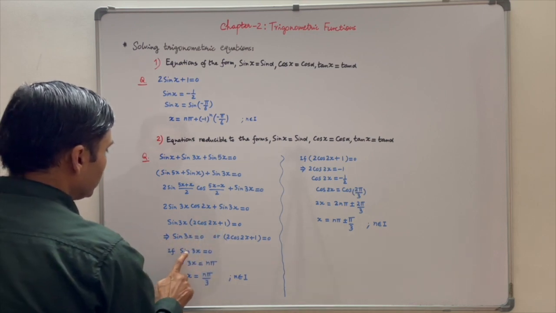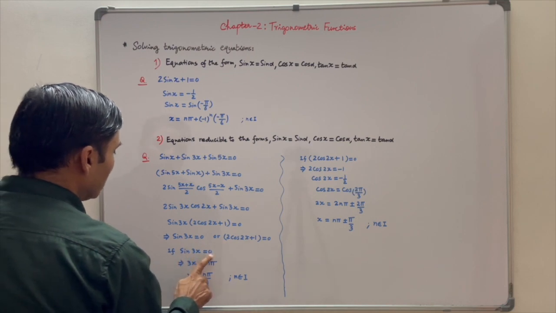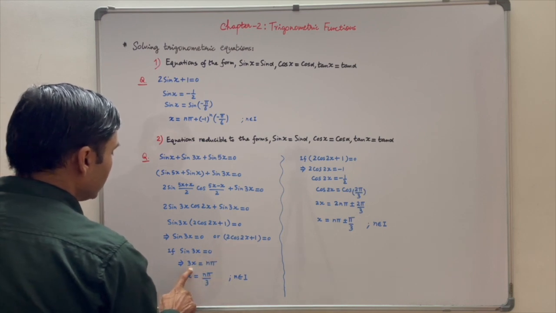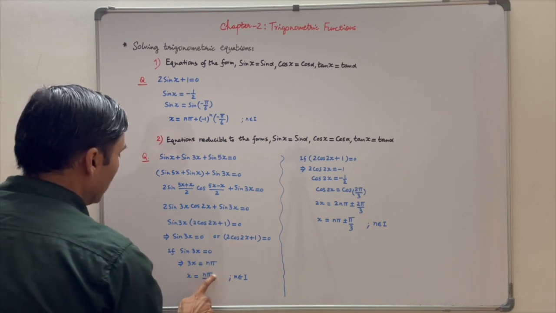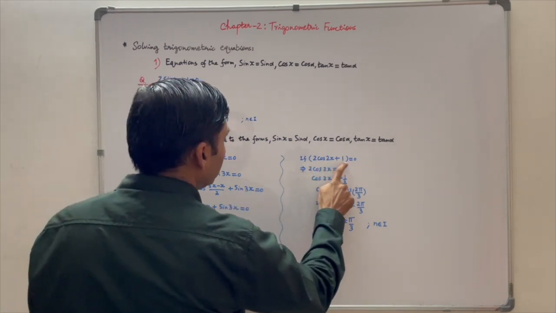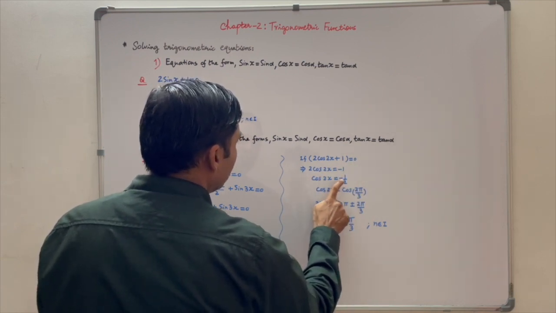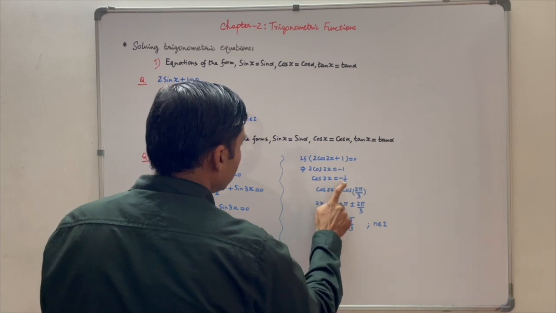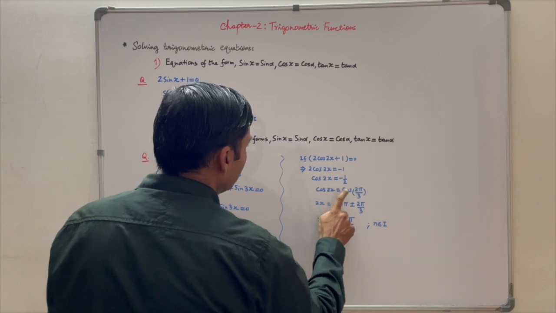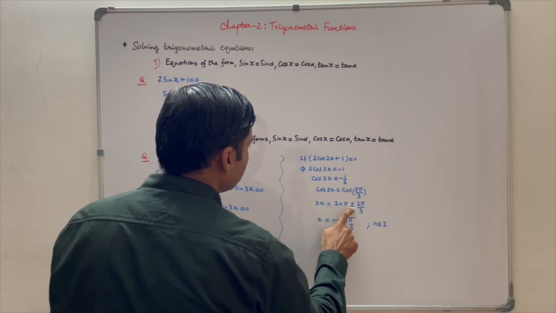Consider first case when sin 3x is equal to 0. Now it is in the form sin theta is equal to 0. So theta is equal to n pi is the general solution. That means 3x is equal to n pi or x is equal to n pi by 3. In second case, if 2 cos 2x plus 1 is equal to 0, that means cos 2x is equal to minus 1 by 2. And minus 1 by 2 in cos form can be written as cos 2 pi by 3. That means it is in the form cos theta is equal to cos alpha. So the general solution is theta is equal to 2n pi plus minus alpha.